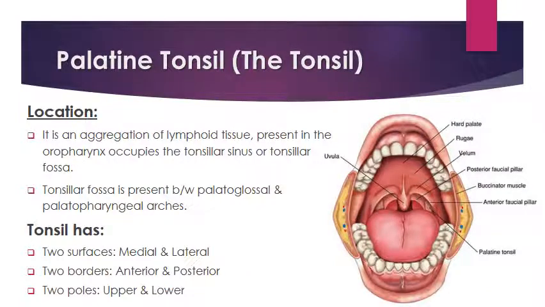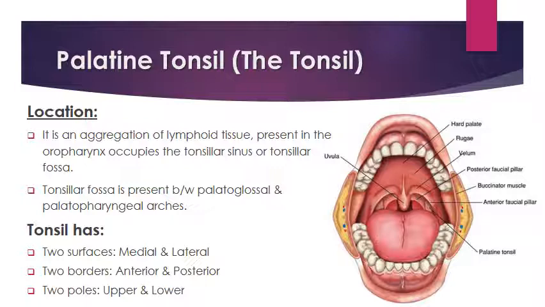Before starting the topic of palatine tonsils, first you should know what tonsils are. These are basically aggregations or masses of lymphoid tissue present in relation to the naso-oropharyngeal isthmus, and they act as the first line of defense against microbes. There are four aggregations, which are pharyngeal tonsils, tubal tonsils, palatine tonsils and lingual tonsils. Most important of these are palatine tonsils. So today we will discuss only the palatine tonsil in detail.